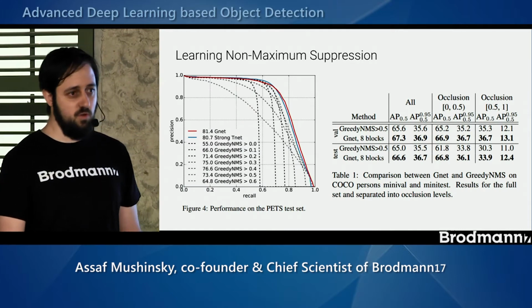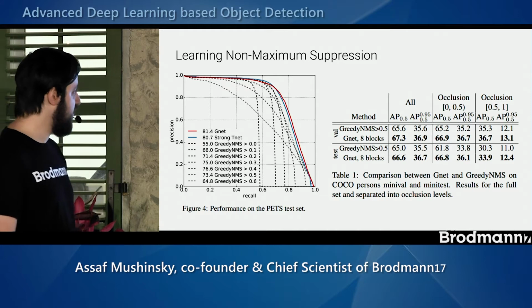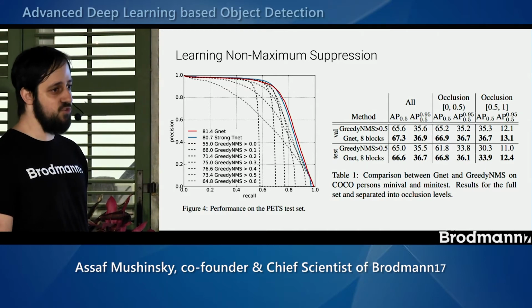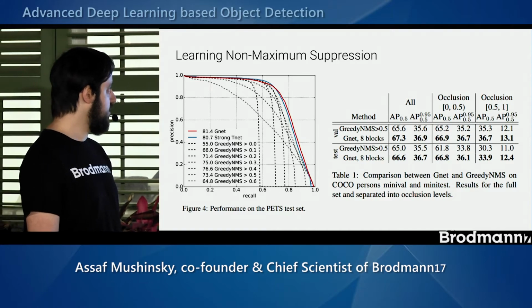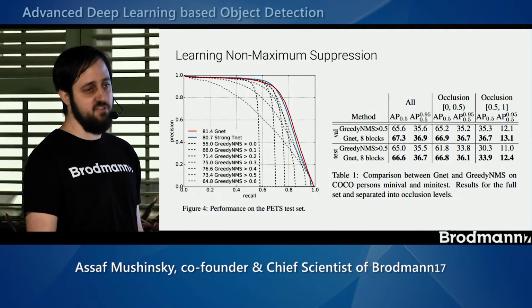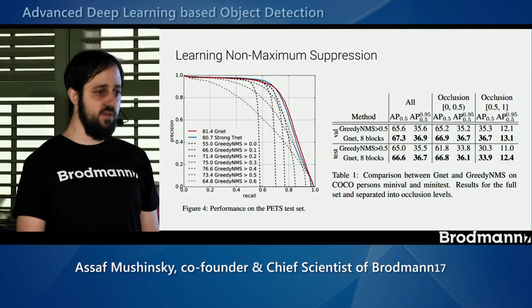So how well does it work? It works pretty well. Basically, if we take the greedy NMS and try it with different thresholds, we'll get a different precision recall curve for each of those settings. Each of those settings prefers a different configuration, depending on whether it prefers precision or recall.